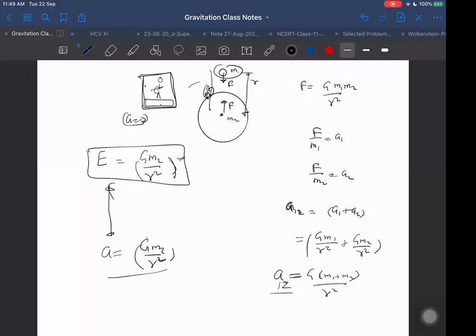Earth is not actually an inertial frame, but we can assume Earth to be an inertial frame because of this reason. If I want to find out the acceleration of Earth, what will that come out to be? Let us try to find it out. G into m1 by r square. This is the acceleration of Earth, I think. So G m1 by r square will be the acceleration of Earth. Why? Because F upon m2 is the field due to m1 only, sir.